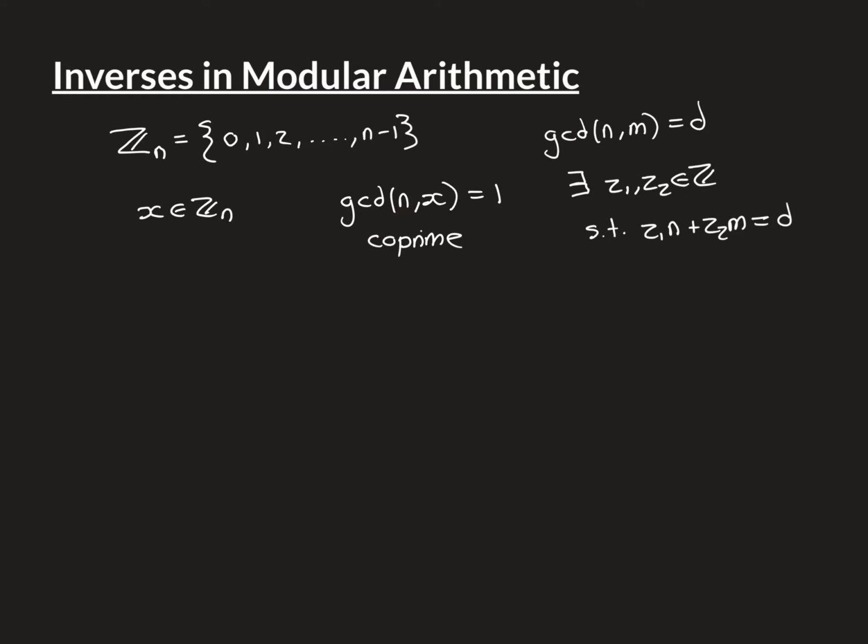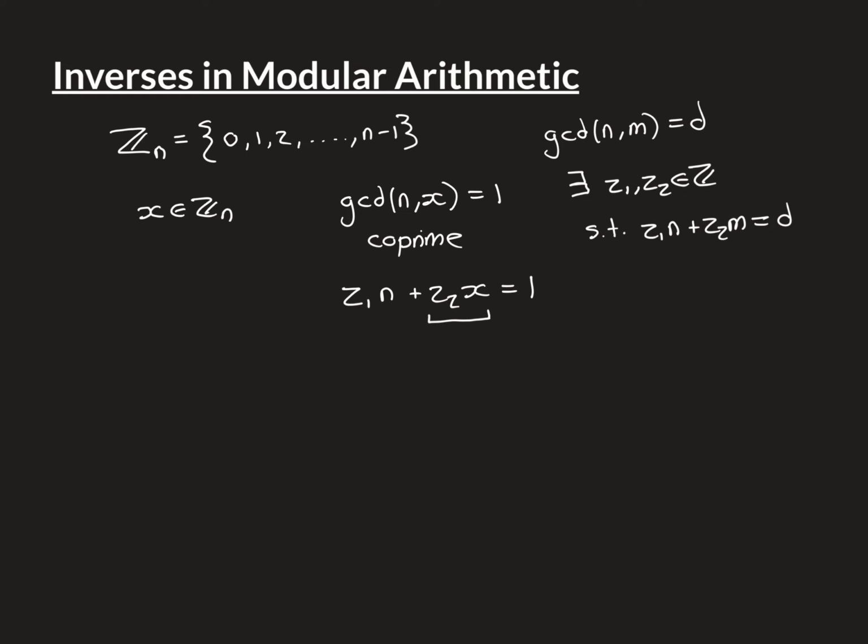So what it tells us is that as an equation in the integers, there exists a z1 and a z2, such that z1 times n plus z2 times x is equal to 1. Now, how does this help us? Because this is just an equation in the integers. We want to use this to infer something about what's happening in the integers modulo n. Well, firstly, let's just rearrange this.